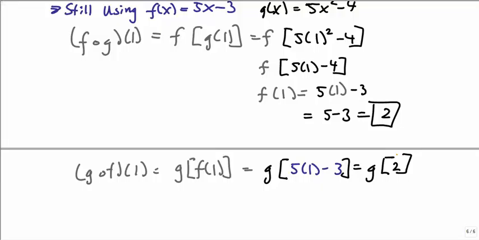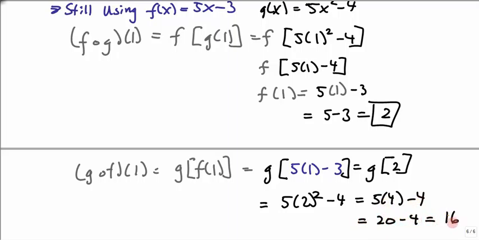Then I take that value of 2 and I plug it into g. So g of 2 is equal to 5 times 2 squared minus 4. So 2 squared, I have to do the exponent first. I can't multiply first. 2 squared is 4. So I have 5 times 4 minus 4. 20 minus 4 equals 16. So actually plugging in numbers here works as well.